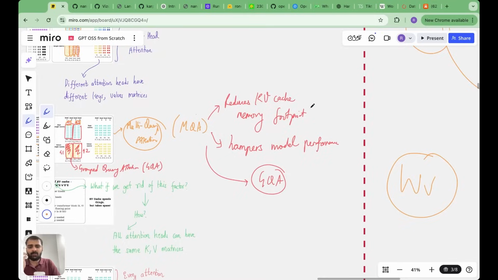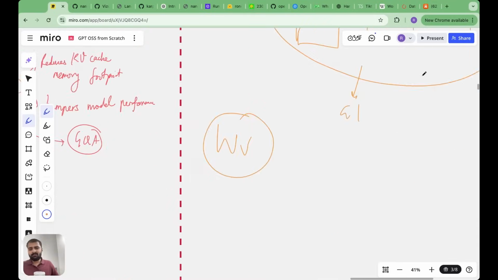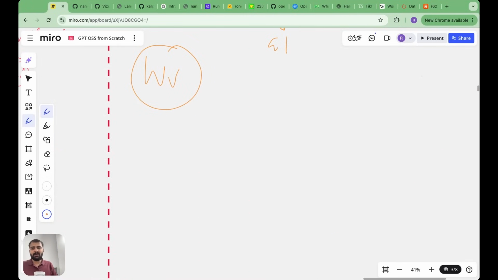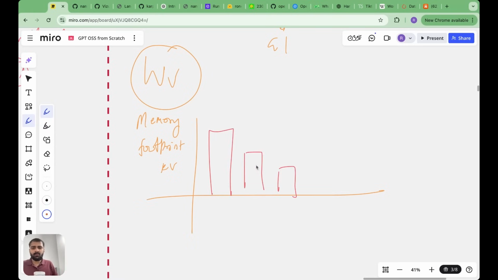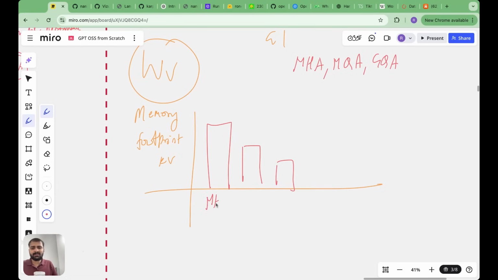There is still a trade-off. So let me draw a bar graph about the memory footprint now. If you plot the memory footprint of the KV cache, now all of you should be able to answer this, right? Which is the one out of MHA, MQA, and GQA to have the highest memory footprint? You can pause the video here if you want to think about it. But MHA actually has the highest memory footprint, followed by GQA, followed by MQA.